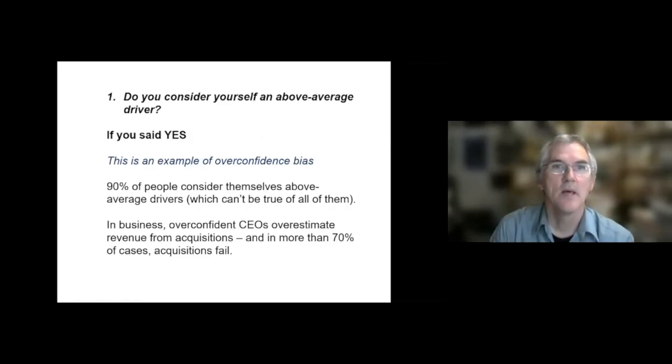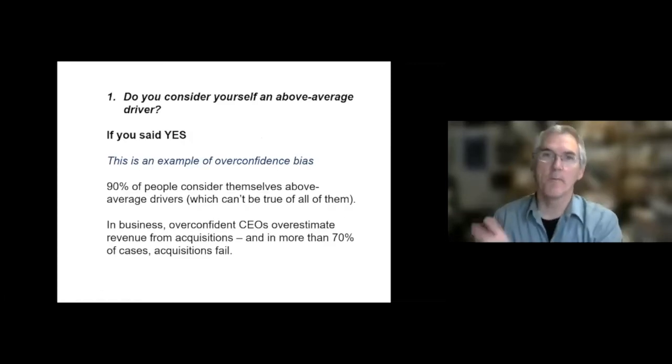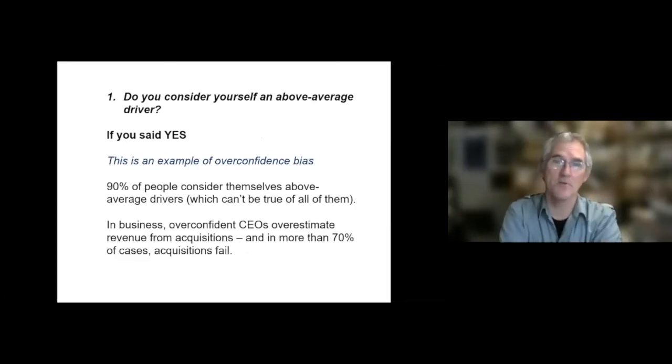If you consider yourself an above average driver, which about 80% of males do, that's an example of the overconfidence bias. Because actually 90% of people worldwide consider themselves above average drivers, which can't be true because average would mean 50%. In business, overconfident CEOs overestimate revenue from acquisitions, and in more than 70% of cases, acquisitions fail. So that one's called the overconfidence bias.